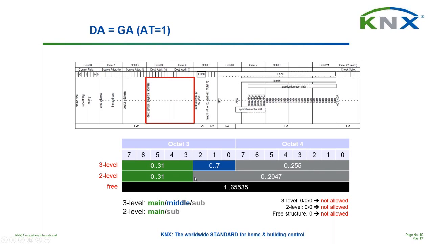As you can see, for 2 level, the main is like the 3 level presentation, so bits 7, 6, 5, 4, and 3. But the sub takes the entire Octet 4 together with bits 2, 1, and 0 of Octet 3. That is what I try to explain on this slide. By the way, in all cases there's only one rule that applies here: a group address can never be in a situation where all the bits of Octet 3 and Octet 4 are set to 0, because that would be considered an invalid group address. In other words, in the 3 level representation, 0/0/0 is not allowed.